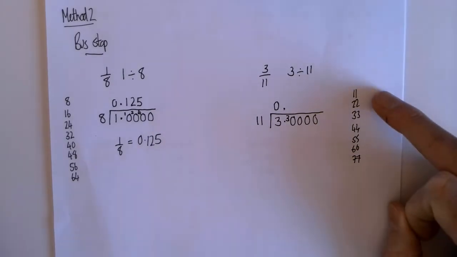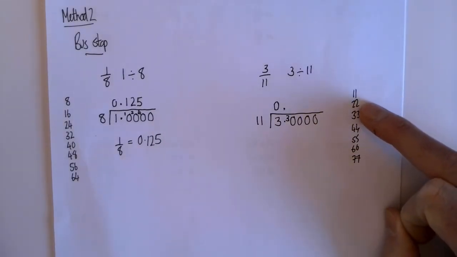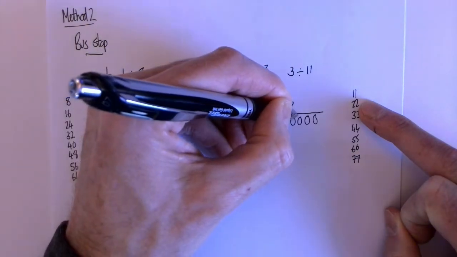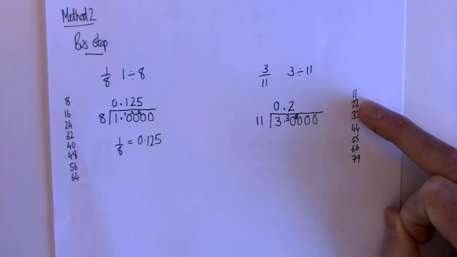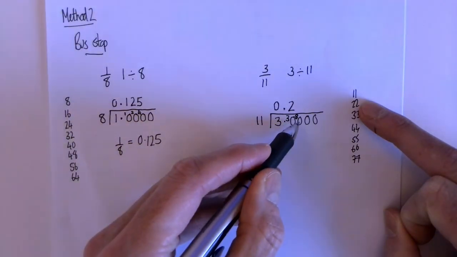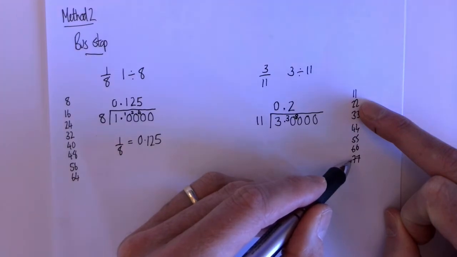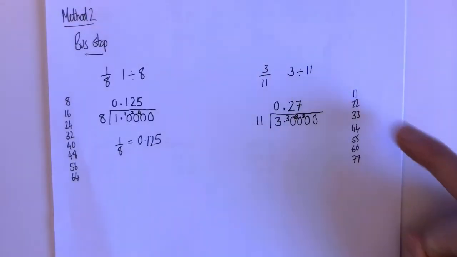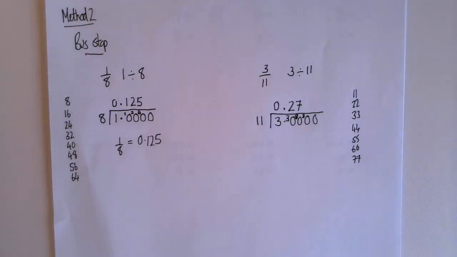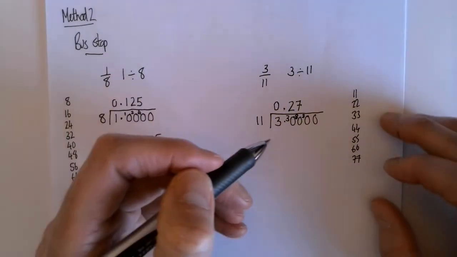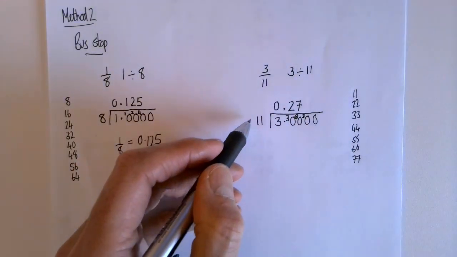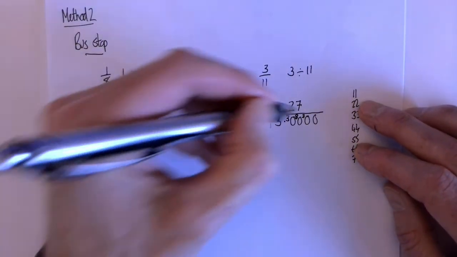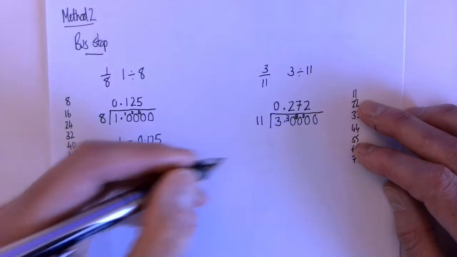How many 11s in 30? Well, I haven't got enough for 3 11s, so I've only got enough for 2 11s. 2 11s are 22, so I've got 8 left over. How many 11s in 80? Well, I've got 7 11s are 77, so that's 3 left over. How many 11s in 30? Well, I haven't got enough for 3 11s, so it's 2 11s, which are 22, with 8 left over.